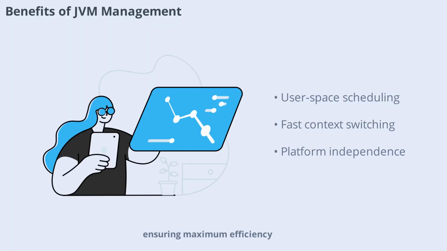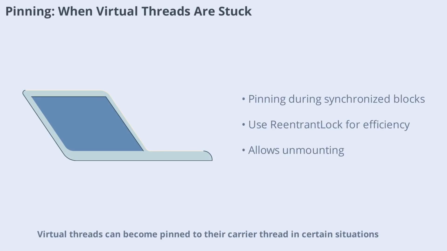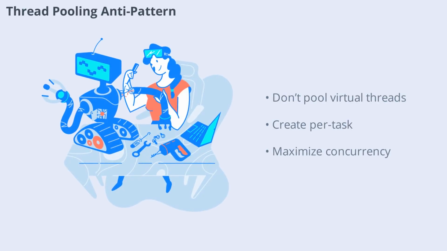Virtual threads can become pinned to their carrier thread in certain situations, such as executing inside a synchronized block or native methods. When pinned, the virtual thread won't unmount, reducing efficiency. The solution is to use reentrant lock instead of synchronized, allowing virtual threads to unmount and freeing carrier threads for other tasks.